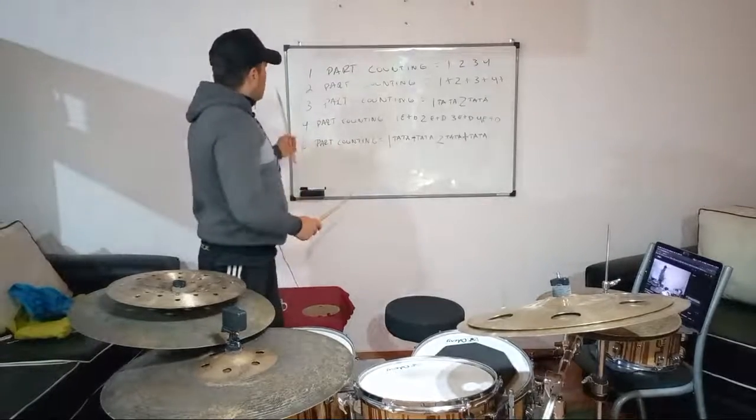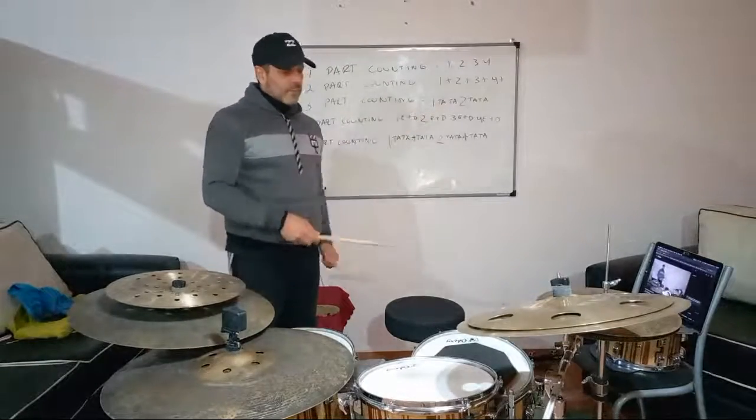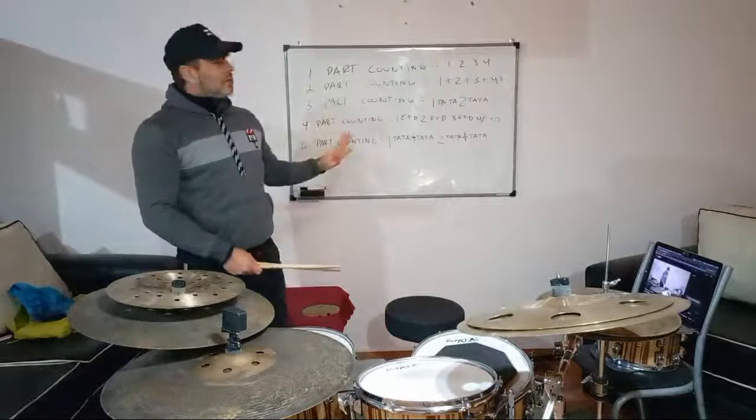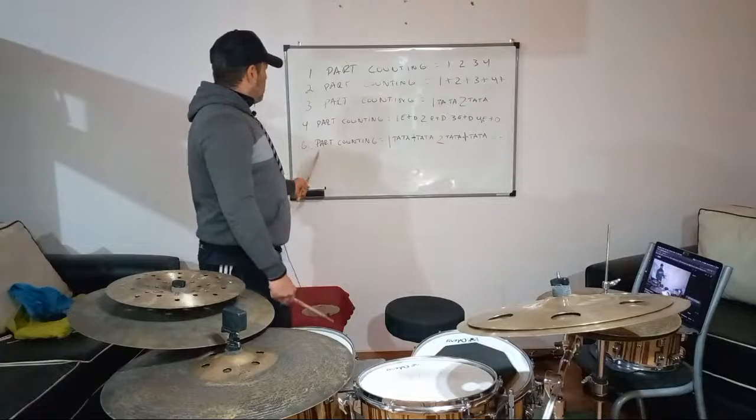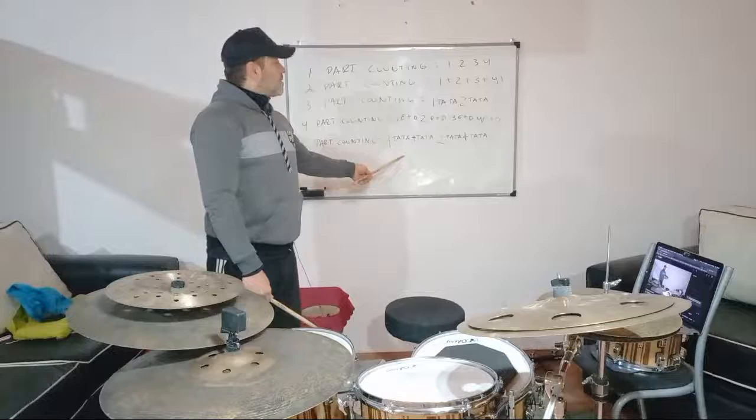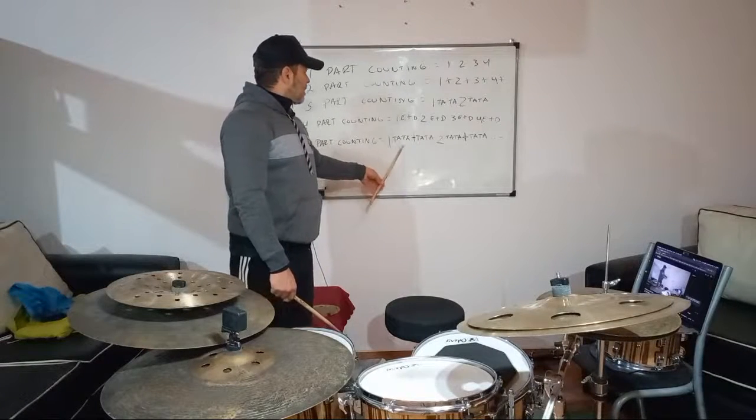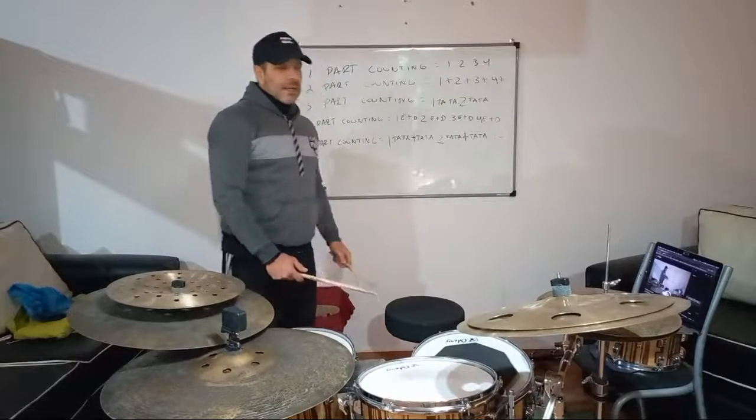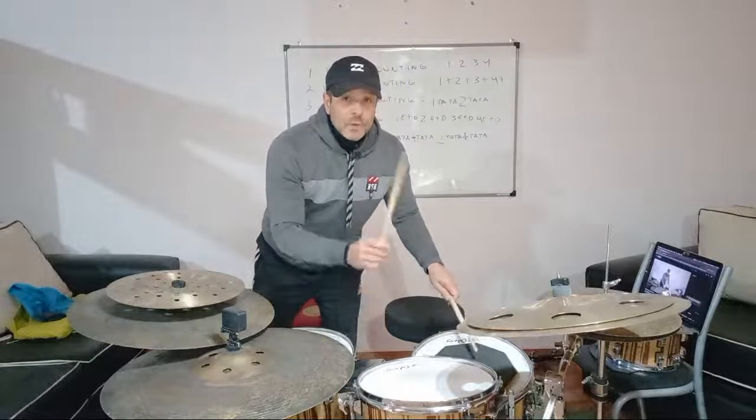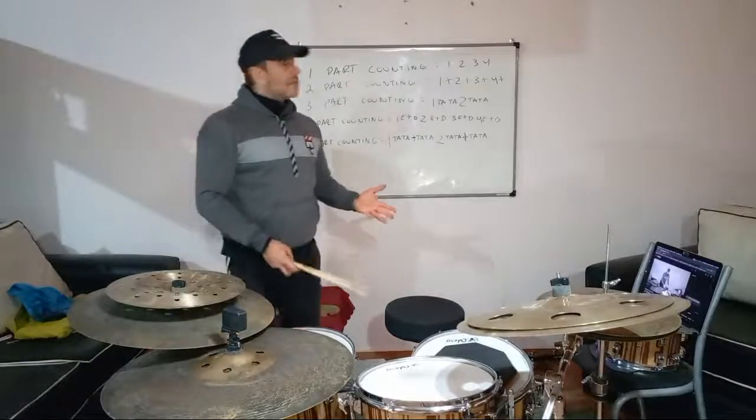Sorry. 2-part counting, right? 1 and 2 and, 1 and 2 and 3 and 4 and. Now, you can also use this for 16th note triplets. This is how you would count 16th note triplets. 1 ta ta and ta ta, 2 ta ta and ta ta. That's 6 vocalizations, 16th note triplets.